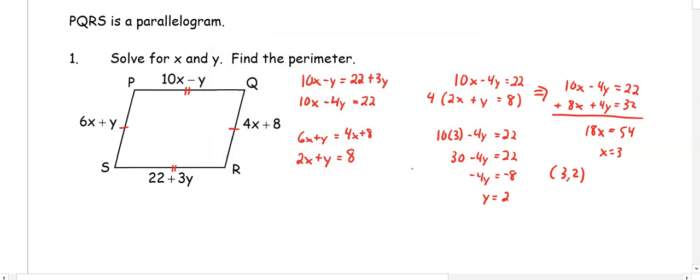So 4 times 3 plus 8 gets us 20. So we know the opposite sides are both 20. And then we have 22 plus 3 times 2, which is 28. So we know both opposite sides are going to be 28. So our perimeter is 28 plus 20 plus 28 plus 20. So when we add those together, we get 96.